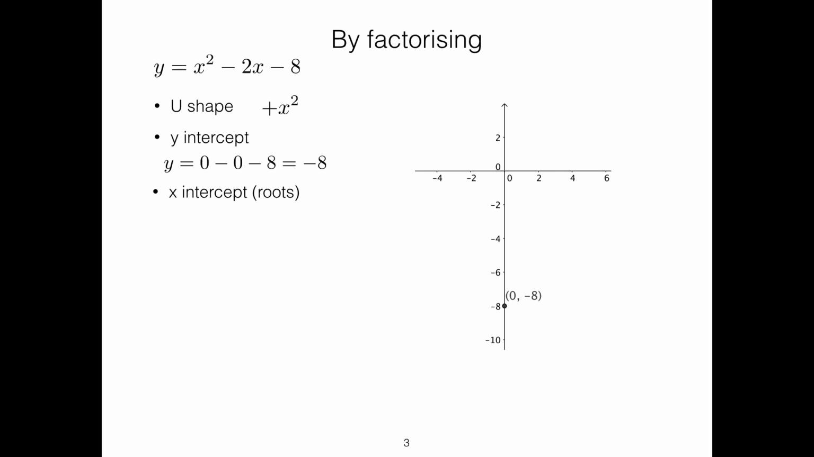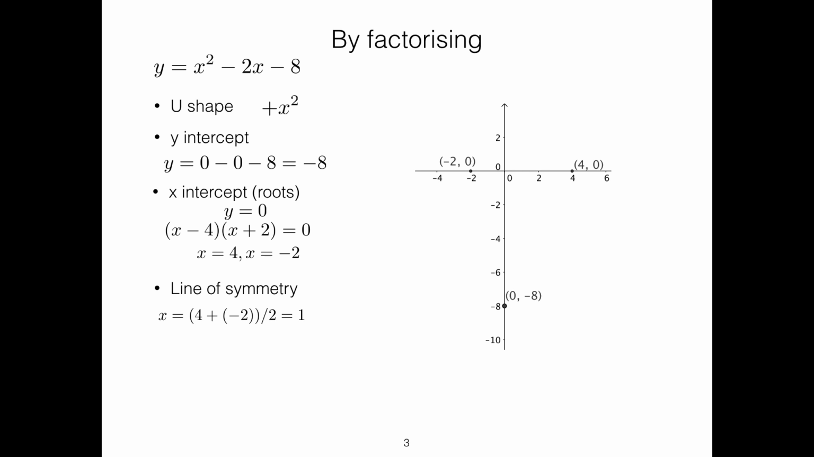We will find the x-intercept by making y equal to 0. We solve this equation by factorizing. By factorizing, we know x equals 4 or x equals minus 2. The line of symmetry is halfway between the two x-intercepts. 4 plus minus 2, divided by 2, equals 1. So we find our line of symmetry is x equals 1.